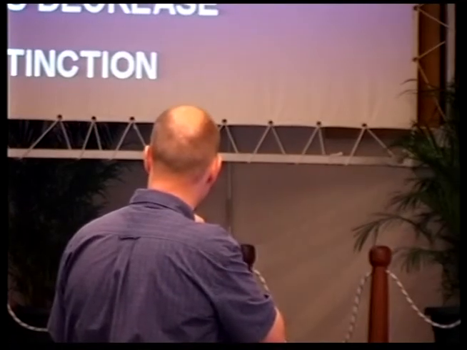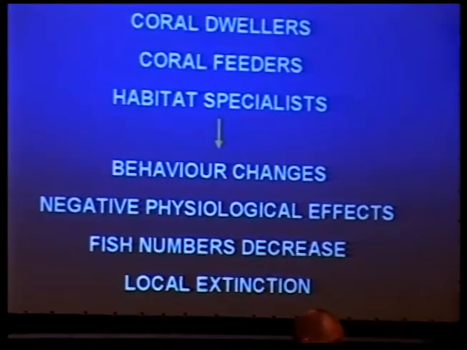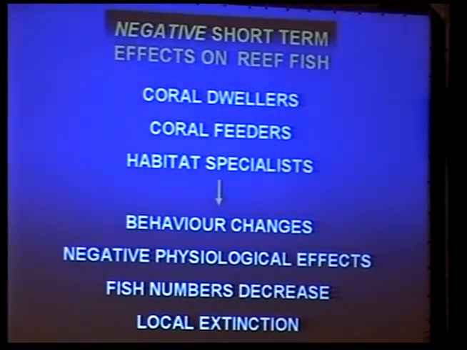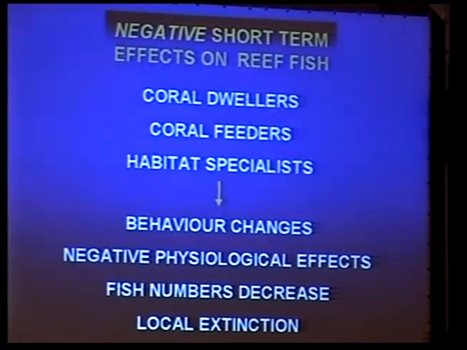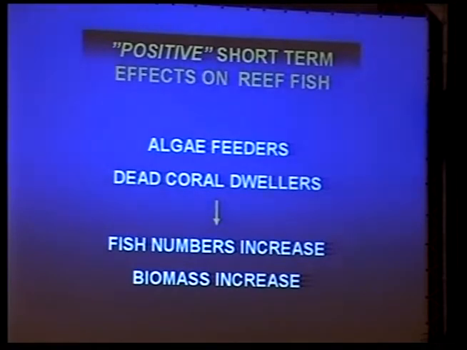If we look at the negative in terms of figures, short-term effects, coral dwellers, coral feeders, and habitat specialists were affected to a large extent. And that was noticed in behavior changes. There were negative physiological effects, like sublethal effects. Fish numbers decreased, and we may see in some sites, for very specialized species, local extinction. Positive short-term effects was that algae feeders and dead coral dwellers actually increased in numbers, or biomass increased. They became fat and happy.